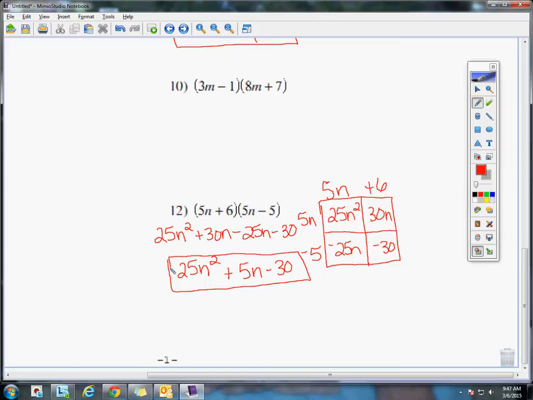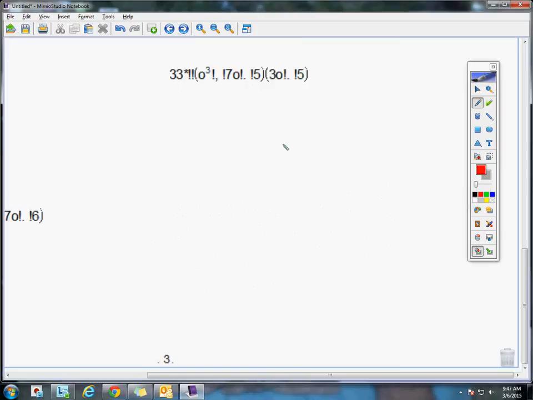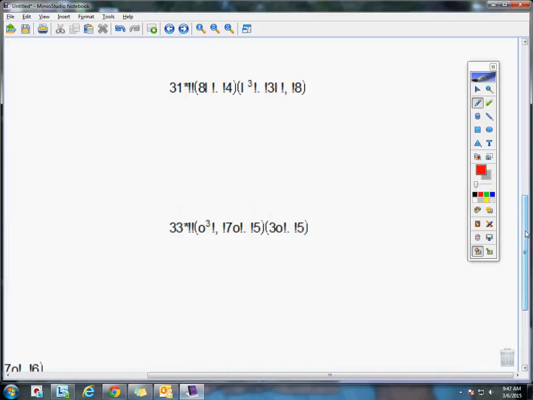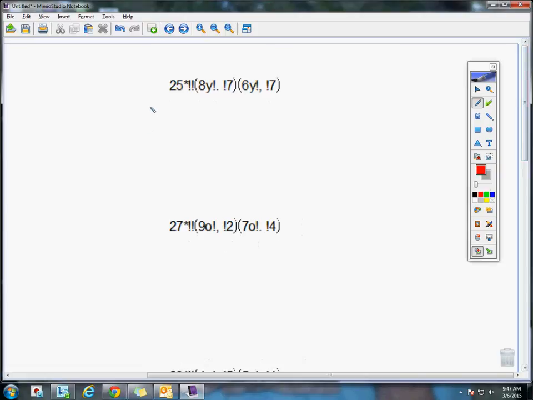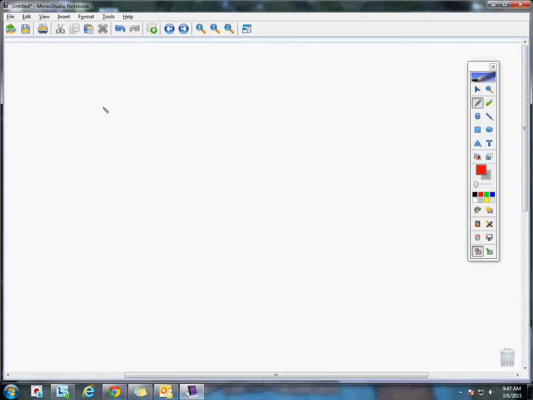Alright, and the last one that I'll do is the back side. Let's see, there's a lot more on here than what we're doing. That doesn't look good. Okay, well, if you look on the back side, I'll write out the problem, because I have no idea what that was. We're going to do number 22. So number 22, you have n squared plus 6n minus 4. And you're timesing that by 2n minus 4.